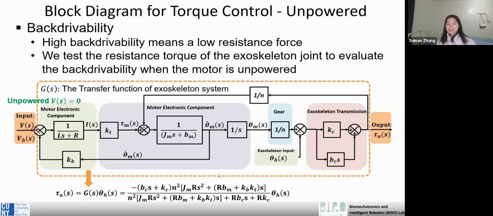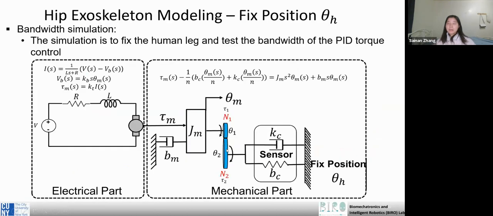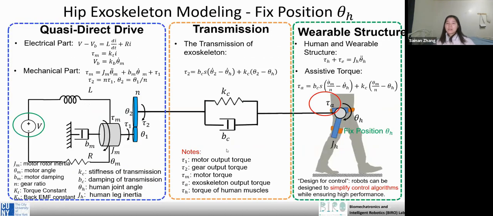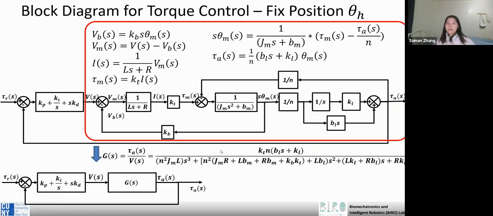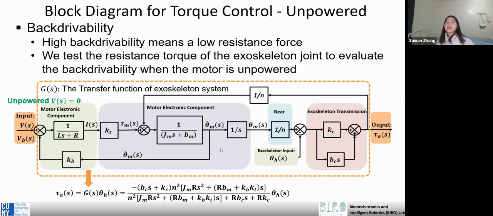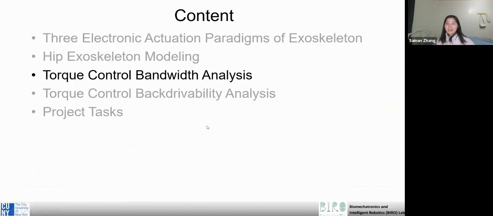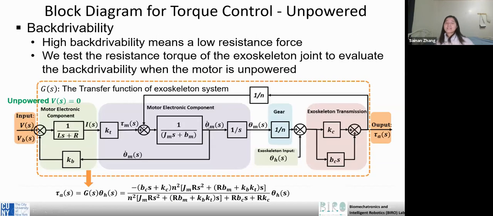I hope you can think about the two kinds of modeling by yourself, because you will be required to describe this step by step in your report.